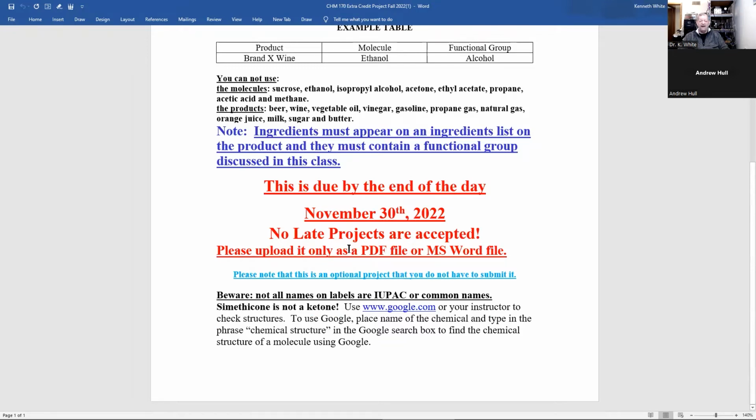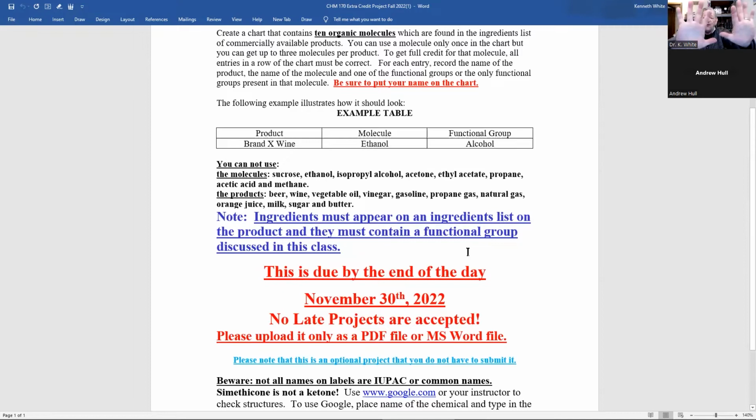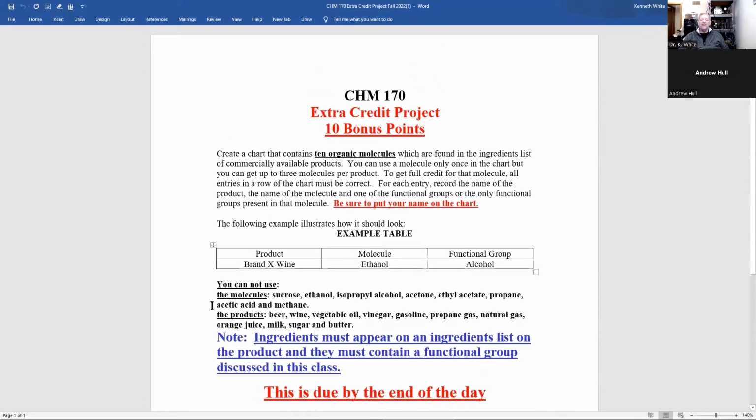Projects are accepted, uploaded as a PDF or MS Word file. Again, this is optional. You don't have to do it. But if you get it right, it's 10 extra points. It's like getting 10 more points on one of your tests, which is not bad.